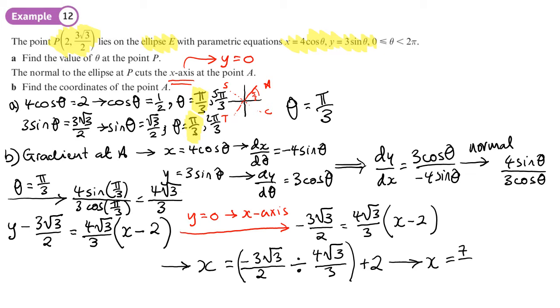Just quickly did that on my calculator, paused it, did it on my calculator. So now I can write the final answer as a coordinate, so 7 over 8, y is 0, so 7 over 8, 0 as my final coordinate for that. So let's just highlight those answers before we move on to the next example.